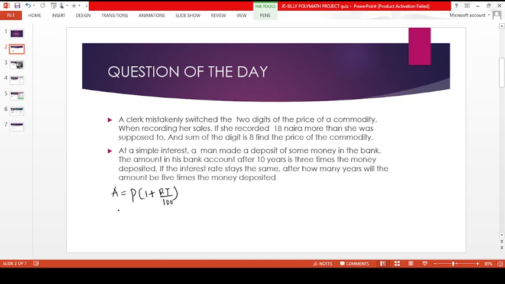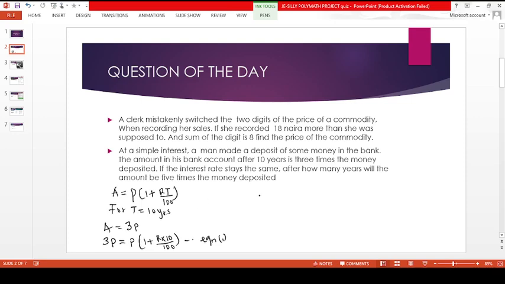They said, firstly, for 10 years, A is equal to 3 times the principal. So we have here 3 times the principal is equal to principal, all in a bracket, 1 plus r, replacing t with 10, times 10 all over 100. Remember, the rate stays the same. So we call this the first equation.